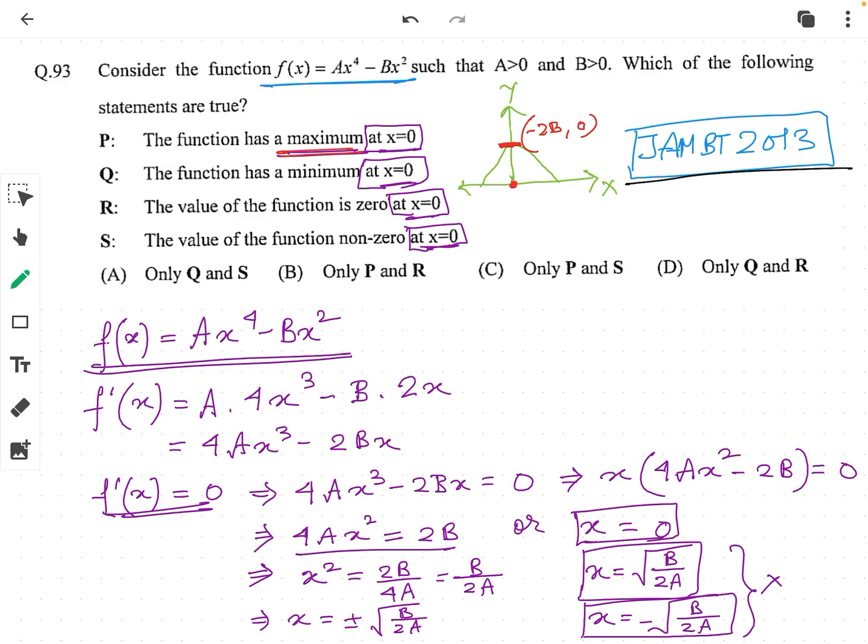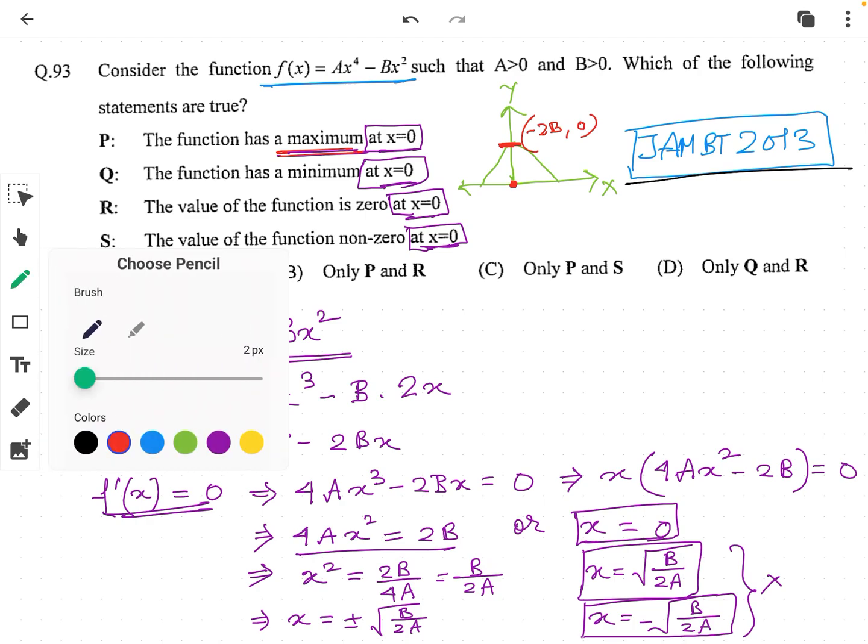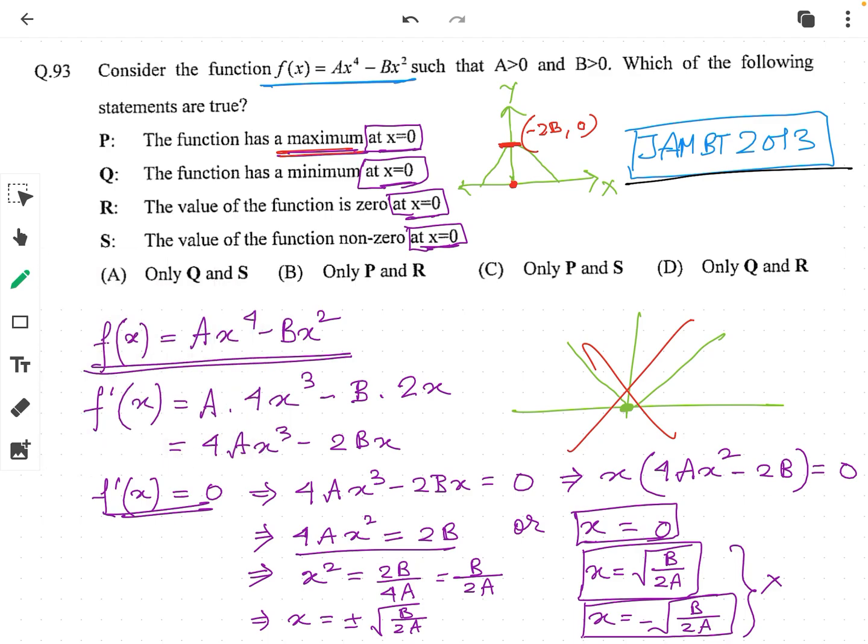Okay, so this point is minus 2b comma 0, which is a maxima, and if it is a maxima, then it would not be 0, right? If the function was 0 at this point, then it would look like this. It would look like this, that is at this point it would be 0, but it is not the case. That means this option is not correct. The value of the function is not 0 at x equals 0. That means statement S is correct. The value of the function is non-zero at x equals 0, because we have found a maxima at this point.